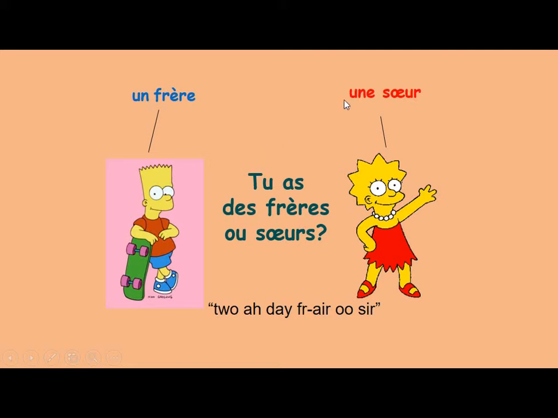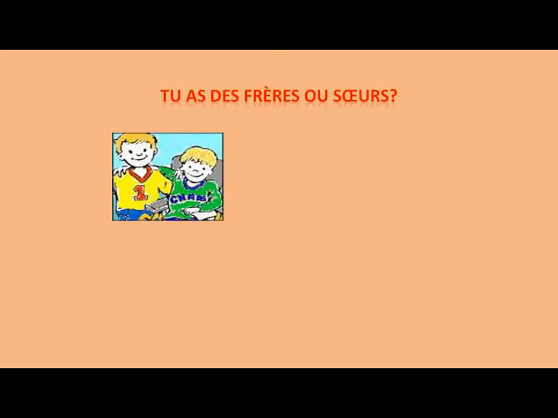And we've got un frère, une sœur. Focus on the difference between the two. Un, une. Repeat it to yourself. Un, une. So, tu as des frères ou sœurs? Silent S's. Let's put that into practice. So, tu as des frères ou sœurs? We should know at this point how to say, I have a brother, I have a sister, and to include numbers if necessary. But what if you're an only child?